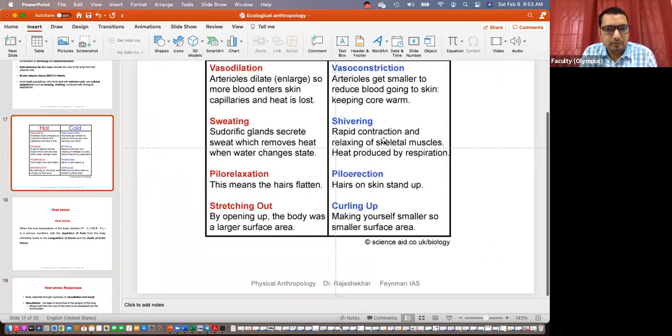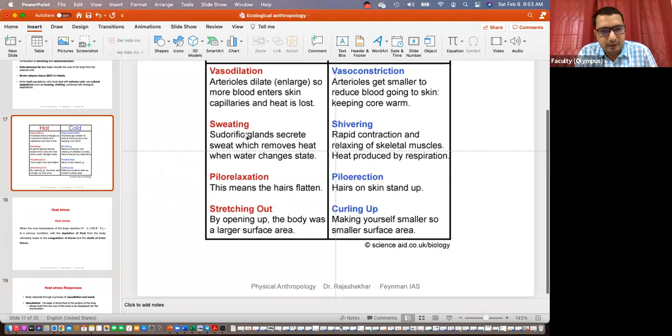Some of the components we talked about: vasodilation, sweating, and also pilorelaxation, as opposed to piloerection in colder regions where hairs stand up because of muscular movements. Pilorelaxation is the opposite of that. And also, as a behavioral response, we curl up in response to cold climates. And here we stretch out by opening up.